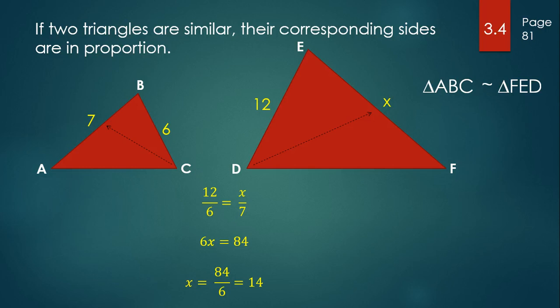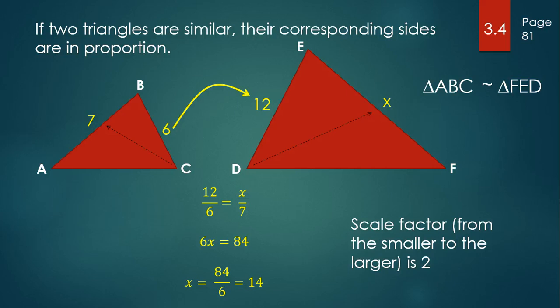Now there's something else you might have noticed here, and that is that there's a relationship that we can see between these corresponding sides. So for example, if we look at the corresponding sides that measure 6 and 12, you might have noticed that the 12 is twice as big as 6. And in fact, the 14 we just found is twice as big as the 7 that's the length of its corresponding side. Well, that multiplier is called a scale factor. And we could say in this case, the scale factor from the smaller to the larger triangle is 2, which simply means we double the lengths of the sides of the smaller triangle to get the sides of the larger triangle.